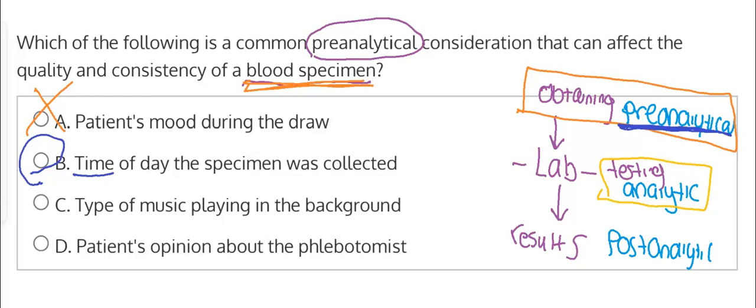Option C says the type of music playing in the background, and that's not something that would affect the specimen results, so we could eliminate that. And then option D says the patient's opinion about the phlebotomist. We hope that they have a positive experience at the phlebotomist, but even if they don't, this wouldn't affect the results of the test. Their blood levels are their blood levels, and their opinion on how they feel about what's going on at that moment shouldn't change that. So we could eliminate option D, and that leaves us with option B. The time of day would absolutely be part of the consideration for the pre-analytical phase.